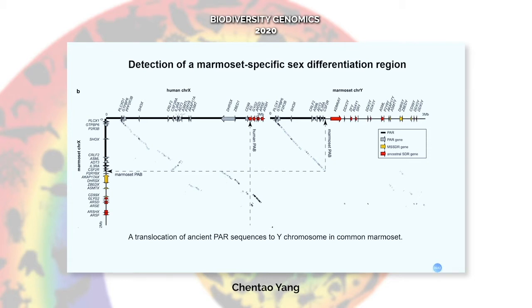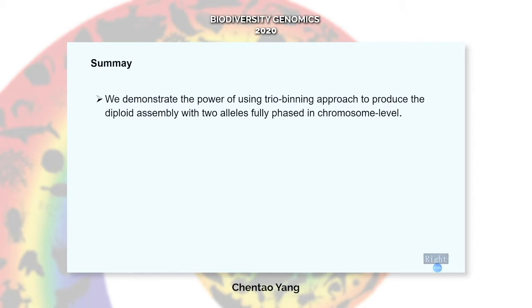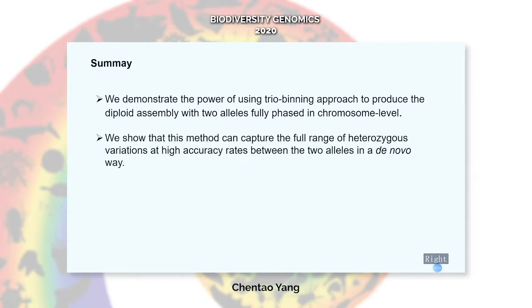Okay, I want to summarize my talk. First, we demonstrate the power of using the trio binning approach to produce a diploid assembly with two alleles fully phased at chromosome level. Secondly, we show that this method can capture the full range of heterozygous variations with high accuracy between the two alleles in a de novo way.